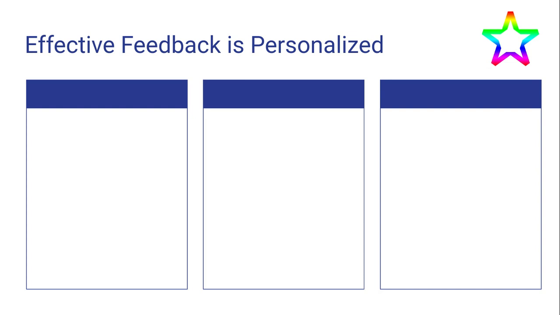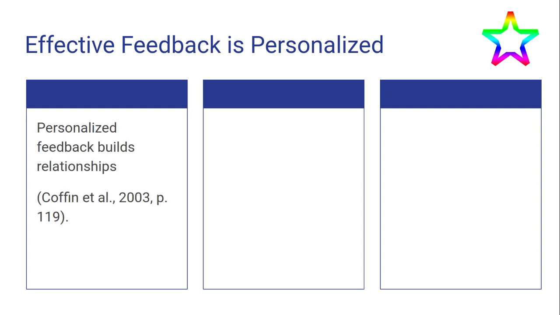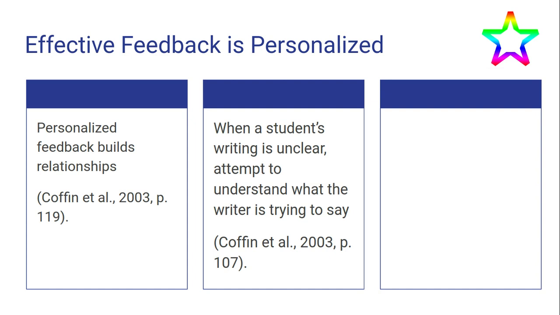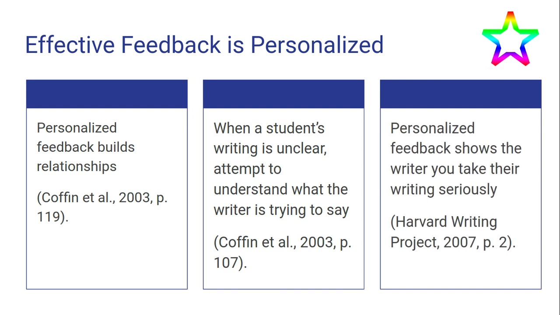Effective feedback is personalized. Personalized feedback builds relationships between the two parties. This relationship can increase a student's motivation. When a student's writing is unclear, attempt to understand what the writer is trying to say and suggest alternatives or simply ask questions to bring about understanding. What do you mean here? Or can you think of another way to say this? Personalized feedback shows the writer you take their writing seriously.